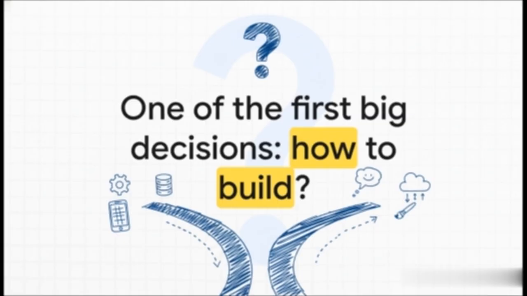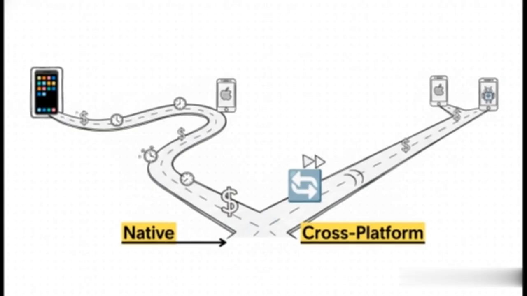The question is, technically speaking, how are you going to build this thing? You know, it really all boils down to a trade-off. Native means you're building 2 separate custom apps, one for Apple's iPhones and one for Google's Android. This gives you the best of the best performance, the smoothest user experience, but yeah, it's more expensive and it takes longer. On the other hand, cross-platform is kind of like using one set of code to build for both at the same time. It's way faster and cheaper, but you might have to sacrifice a little bit of that top-tier polished feel.